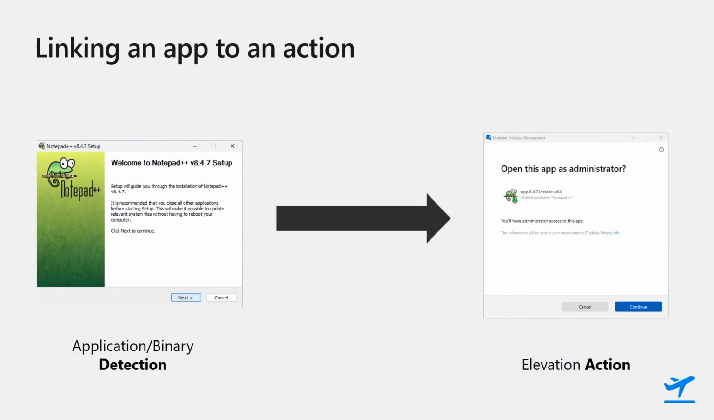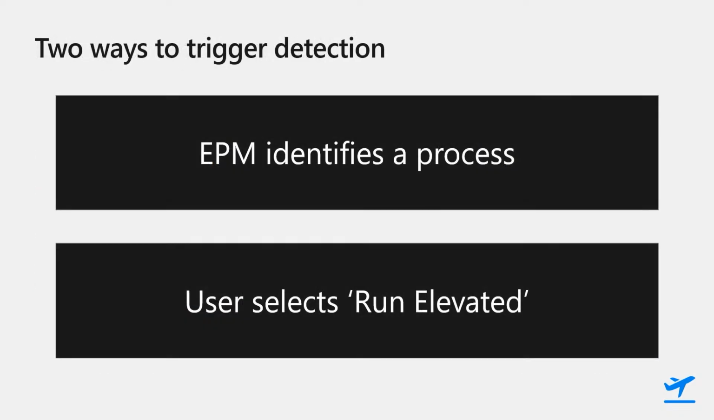Now, the fundamental concept in EPM is that of a rule, and this is really important. We link an app binary, a detection, to an elevation action. There are two ways that EPM can trigger a detection. First, EPM identifies a process that needs to run as admin based on the rules that you've supplied. The second way is that a user selects Run Elevated, from a right-click context menu. In that scenario, the end user knows that they need to run this binary as elevated, maybe it's an installer, etc., to be able to complete whatever they're trying to complete.